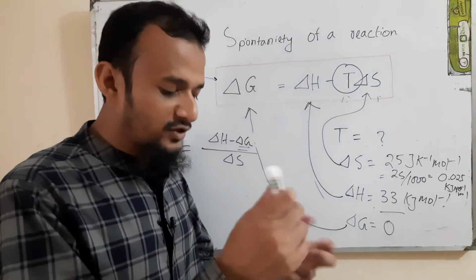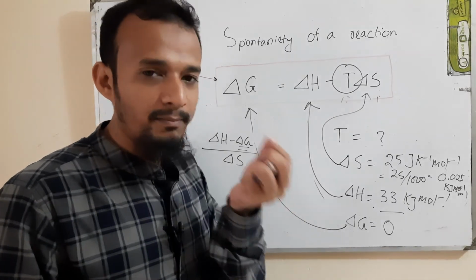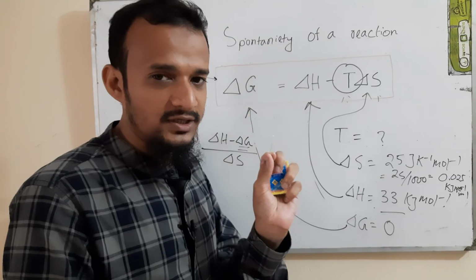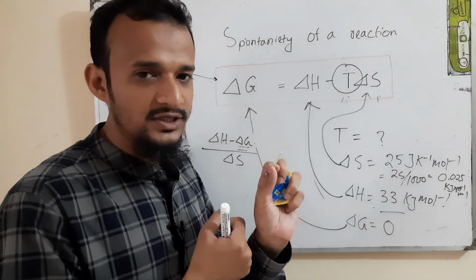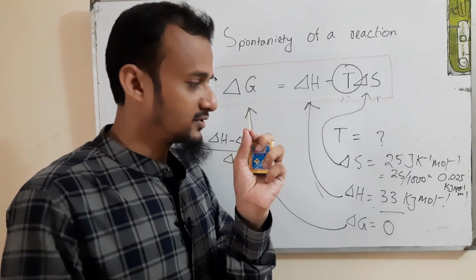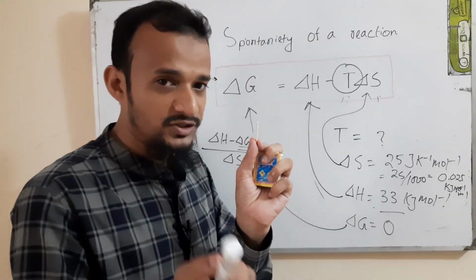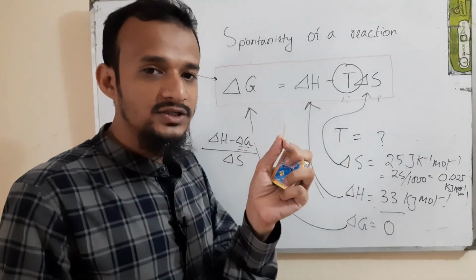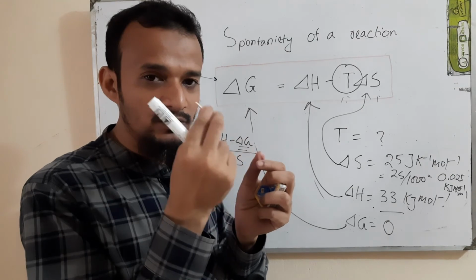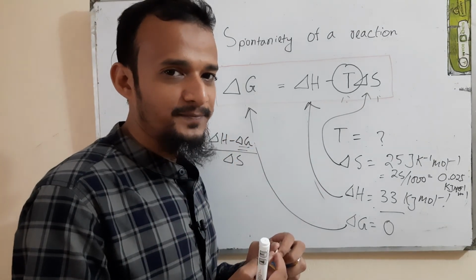Then we do the calculation and find the value of T, and you find the temperature at which the reaction would be feasible. For example, if they ask you that this matchstick is not feasible, it's not spontaneous, but if you want to make the reaction happen, at what temperature would it happen? Delta S is given, delta H is given, delta G you assume is 0, and you find the T. If you find the T, you will know at what temperature it will produce fire, right?